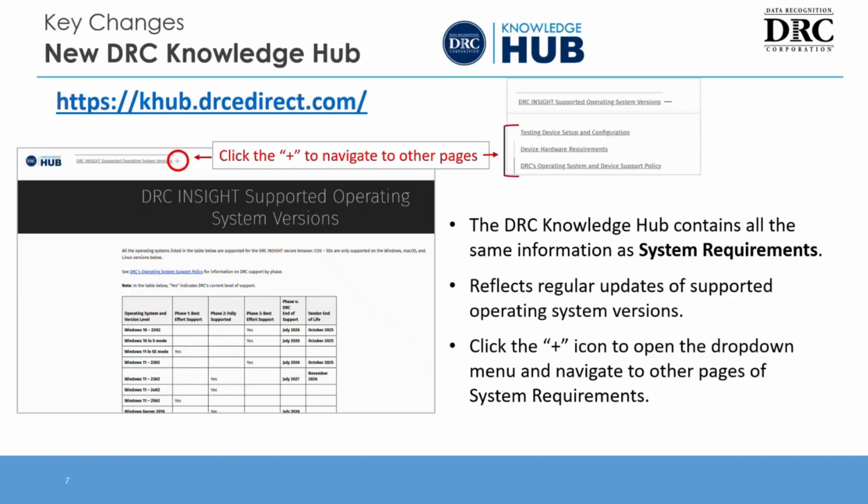There is a new DRC Knowledge Hub webpage that contains all of the same information as system requirements. It reflects regular updates of supported operating system versions. When you go to this webpage, the information is on a few different pages, so you can click on the plus sign at the top of the page to open the drop-down menu and navigate to other sections of the system requirements. So this main page of the Knowledge Hub is the supported operating system versions, but you can also navigate to the testing device setup, hardware requirements, and DRC's operating system and device support policy.